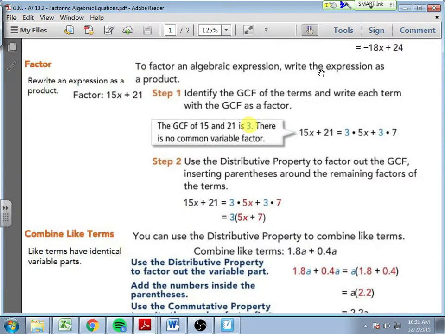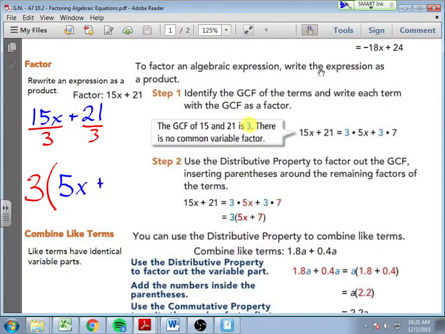So here's how I do it. It's a little differently than what Digits does it. At least in my head, I think about the fact that I'm going to divide this by 3 and that by 3. You can write it as one division line or 2 separate ones. It doesn't make a difference. So then I have 3 out front. The 15x divided by 3 gives me my 5x. And the 21 divided by 3 gives me my 7. And that's how I get to my factored form.